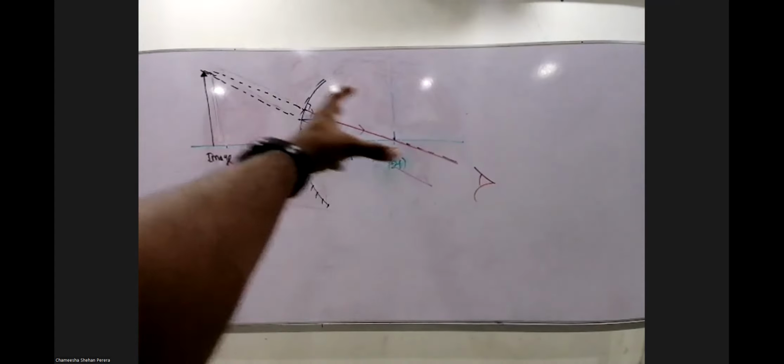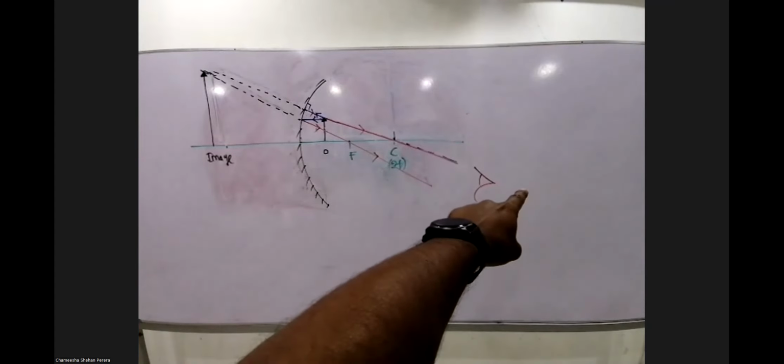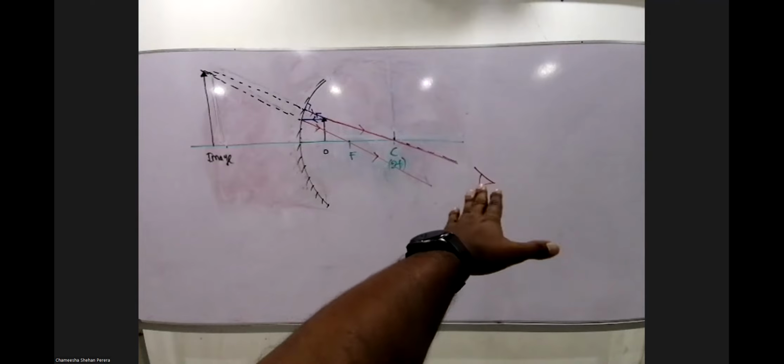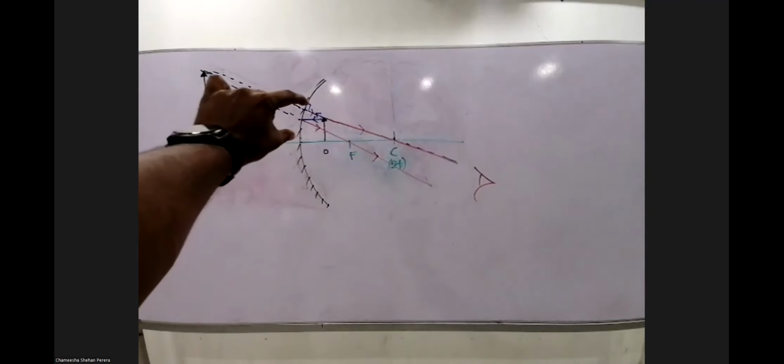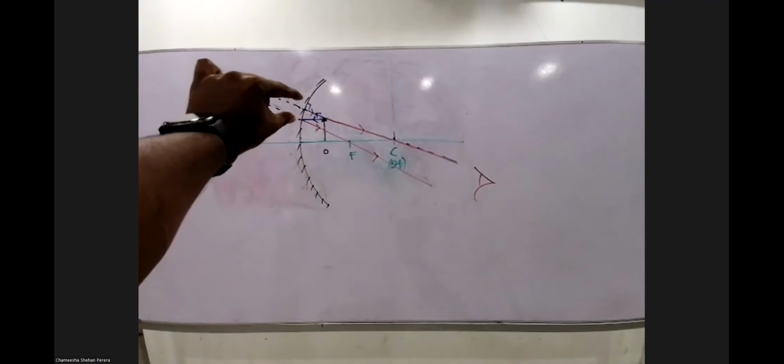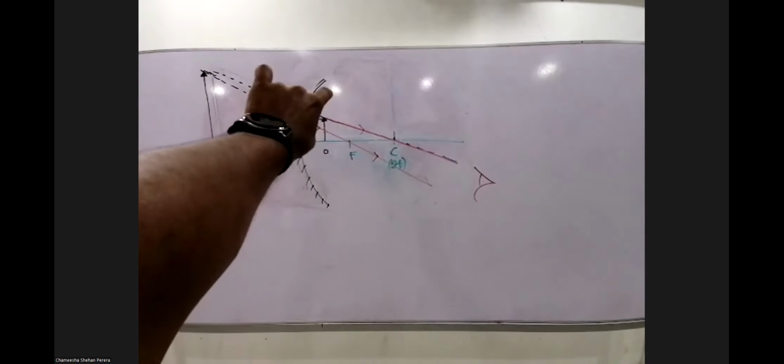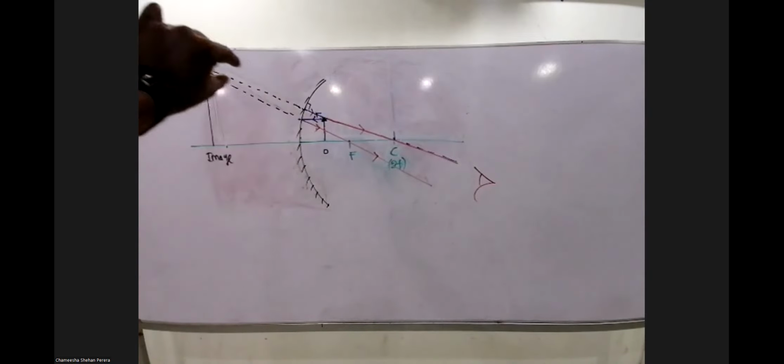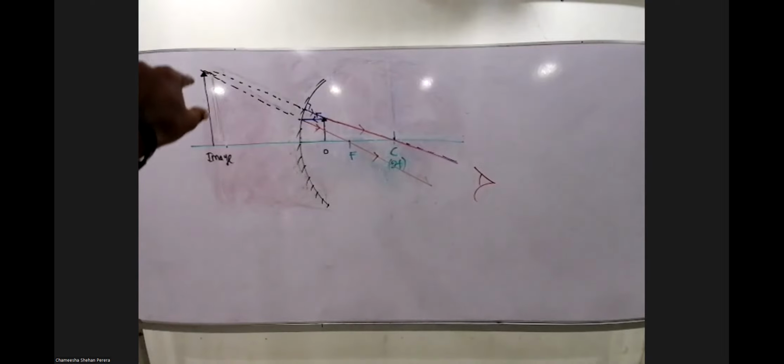So light rays are reflecting into this side. This is the place where we're looking at the reflected rays. So the place where the two light rays get extended and meet will be the place where the image is formed.